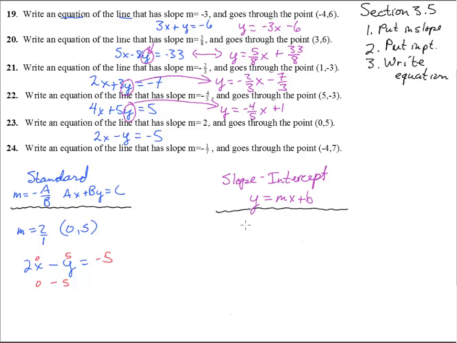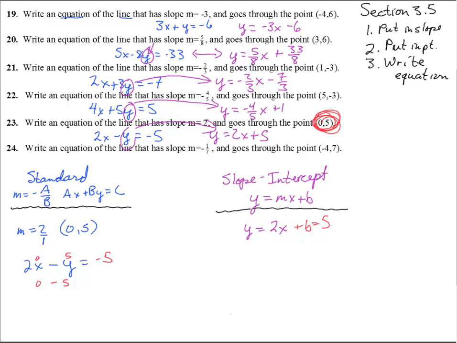Slope-intercept, put in the point. I put in the slope. Y equals 2x plus b. Now what's interesting about this is they gave us the slope, the y-intercept. So I already know that guy's a 5. So we can write it down right away. Y equals 2x, and it goes through the point 0, 5. And yes, if you solve for that, you will get that guy right there.